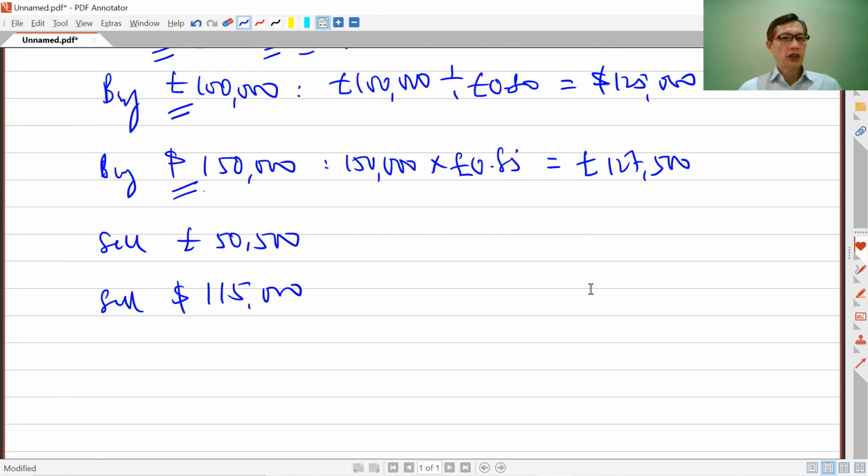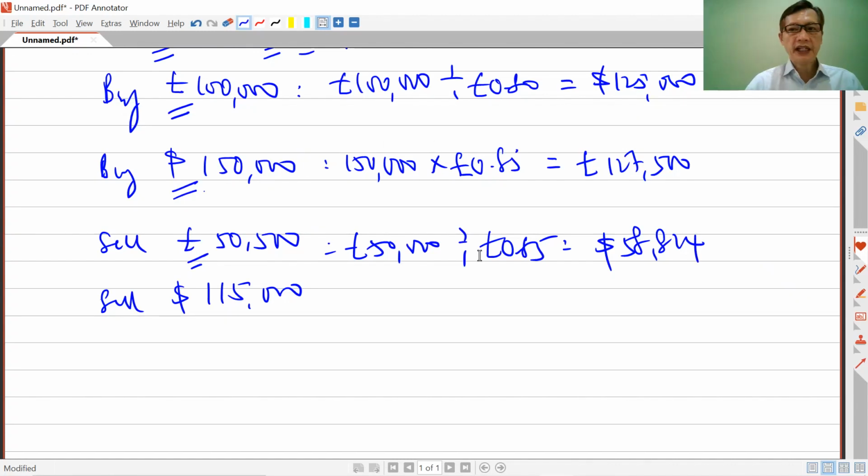Let's move on to the third one. Sell pound here, same as the reference currency, so you should divide the 50,000. And for sell pound, you should be taking the sell pound rate of 0.85. That will give us US dollar 58,824, rounded up.